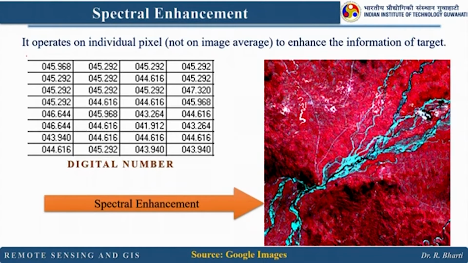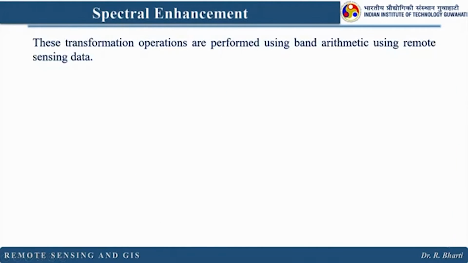It is important to note that it operates on individual pixels, not on the average value. That means you cannot take an average value of the whole matrix and say you have divided or multiplied or run a function on it. Whatever function you are using has to run on the individual pixel; only then will it give you a sensible result. These transformation operations are performed using band arithmetic on remote sensing data.